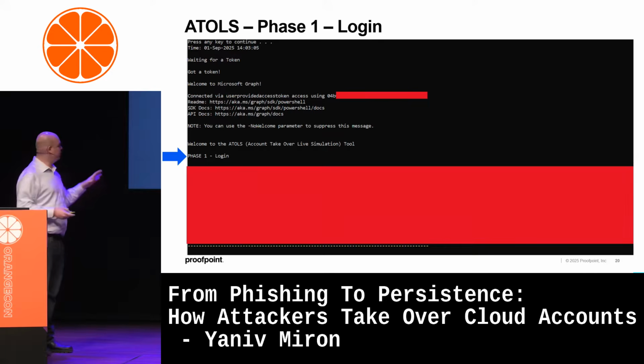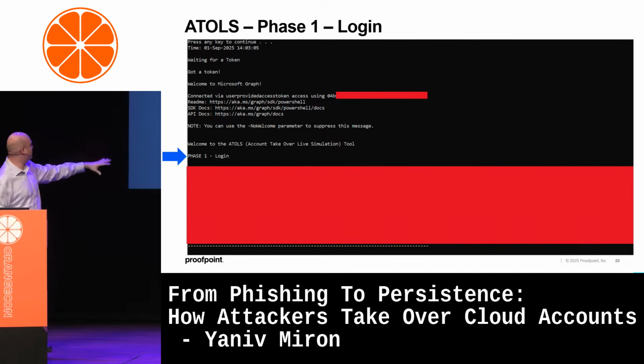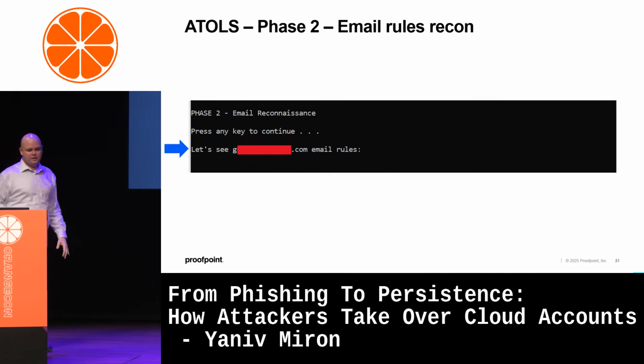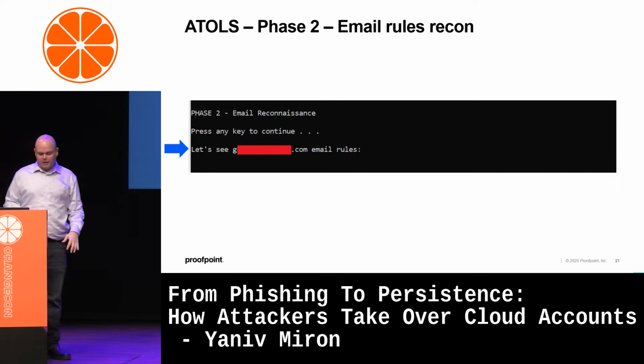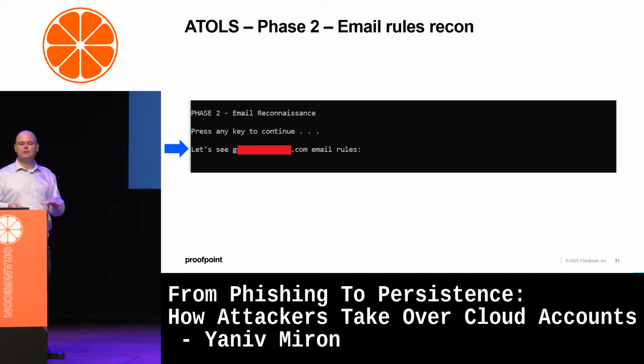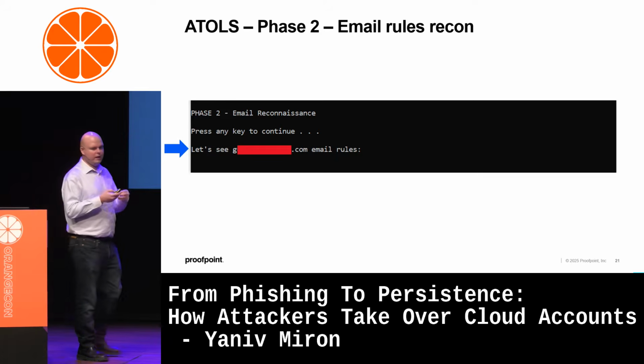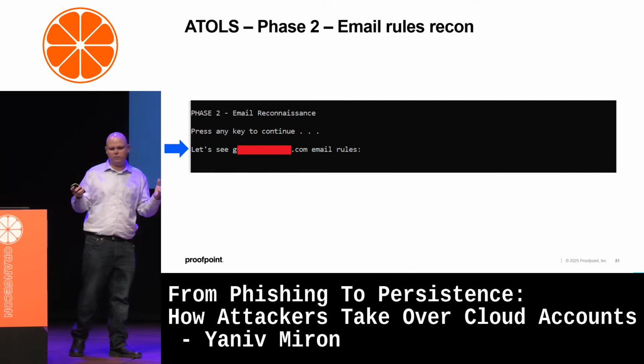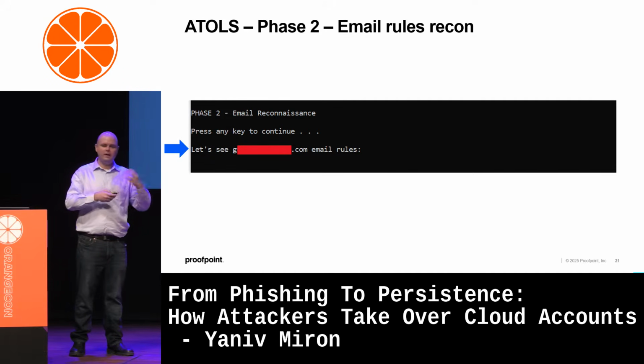Once I have that token, I'm going to log in through different methods. Again, some of them are masked here. So I will be able to see the current mail rules of that account. As you probably know, there is a way to add mail rules to every email account, and those rules will execute certain things based on their definition.